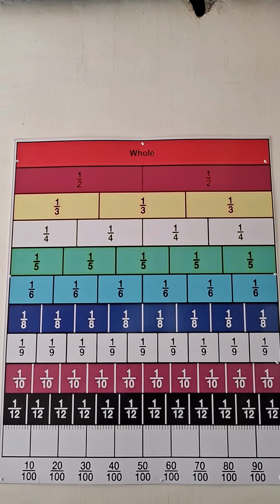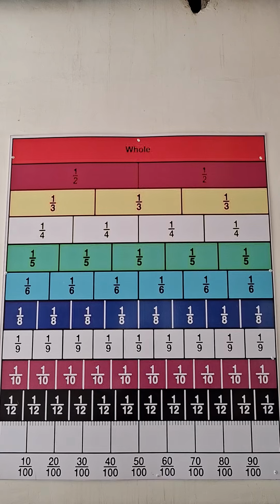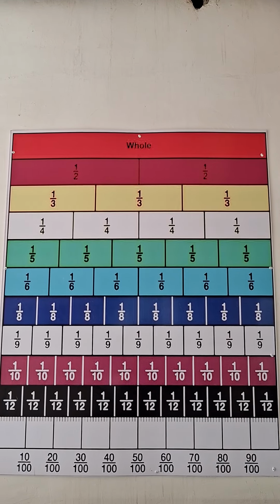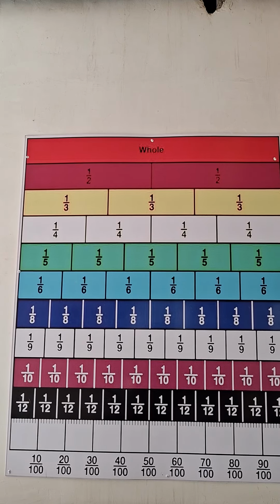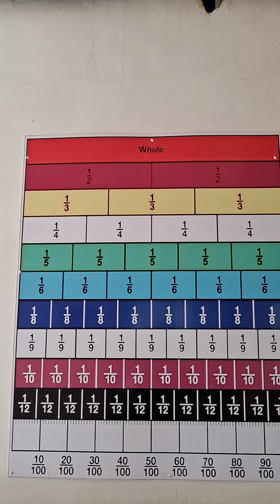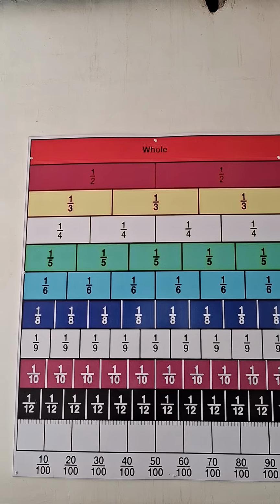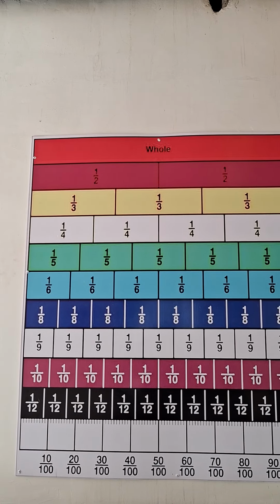So if we plus 1/3, 1/3, 1/3, approximately it is whole. So if we plus 1/4, 1/4, 1/4, 1/4, 4 times. So 4/4, if we cut numerator and denominator, we will get 1.